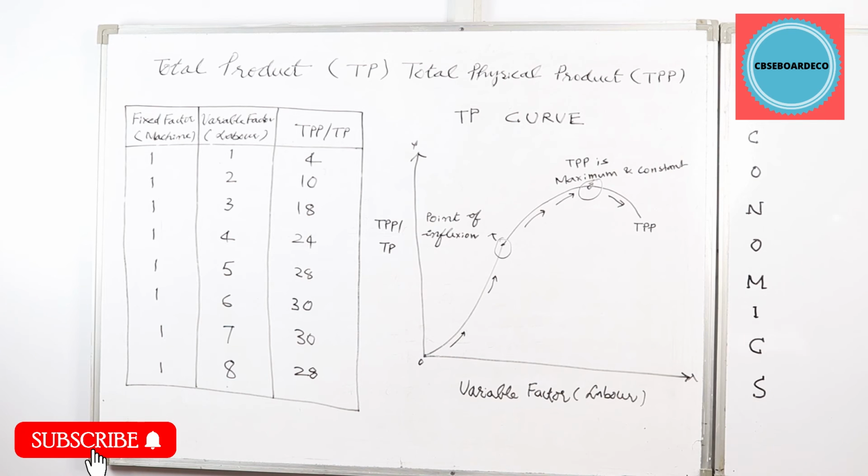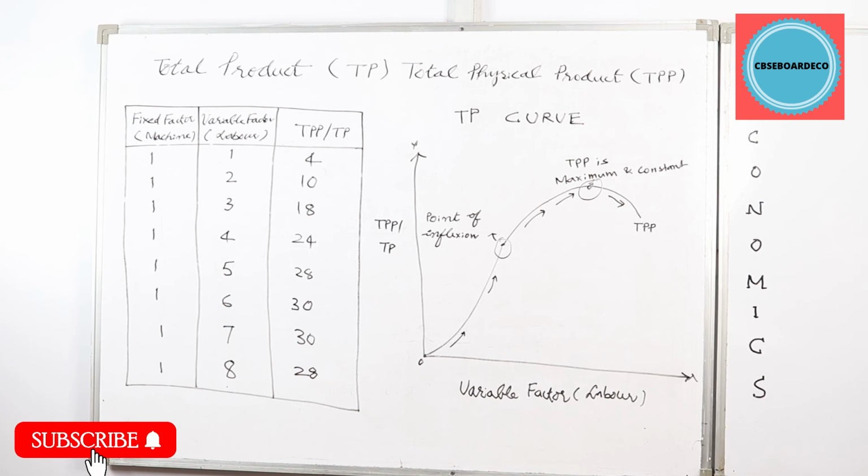Fixed factor constant, 1 machine. Variable factors 1, 2, 3, 4. We go up to 8 laborers. So as you go on engaging more laborers, TPP is 4, 10, 18, increasing returns, then 24, 28, 30, diminishing, right, TPP is increasing at a diminishing rate, then 30, 30 constant, and declines.